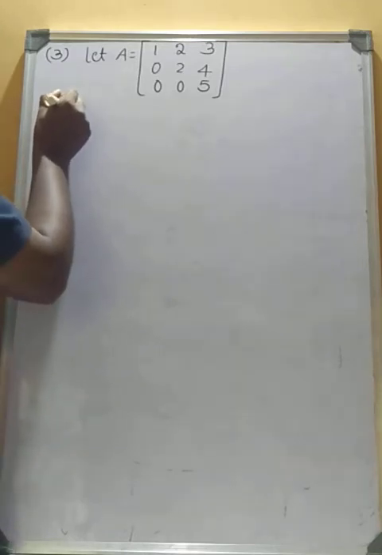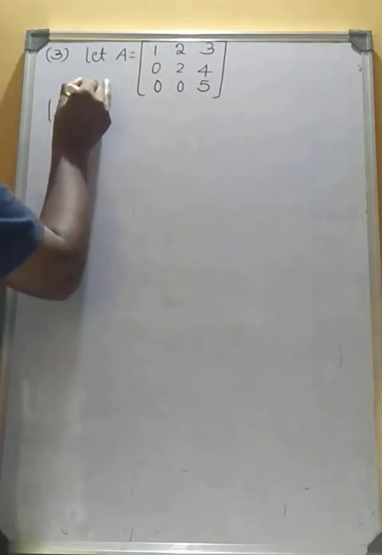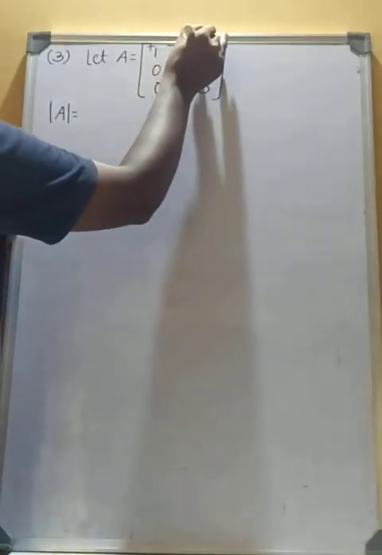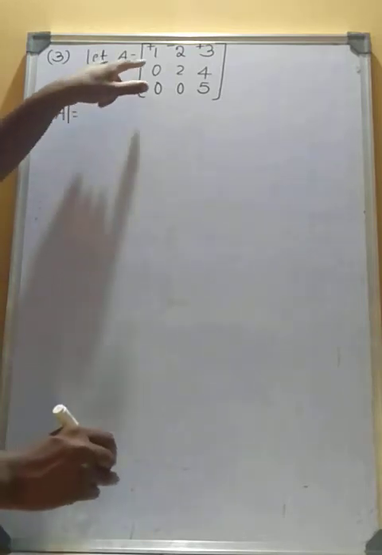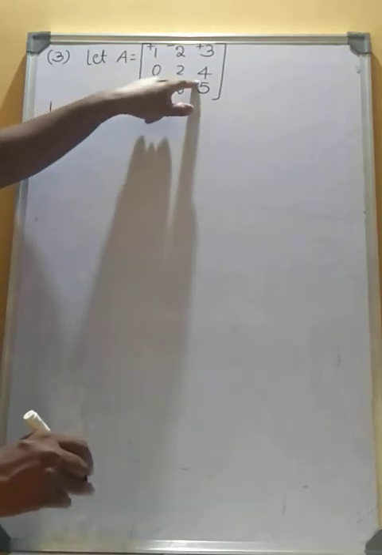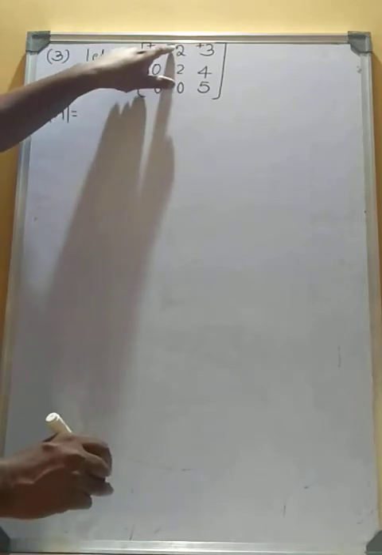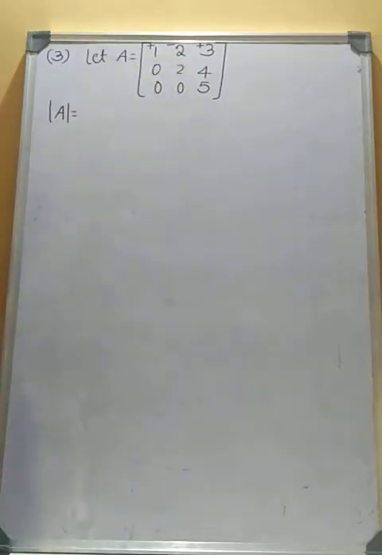So now, first find the determinant of A. For expansion along the first row, the signs are plus minus plus. That is very important. If you take the second row, minus plus minus. If you take the third row, plus minus plus. If you take the first column, plus minus plus. Second column, minus plus minus. Third column, plus minus plus. Any one will do.